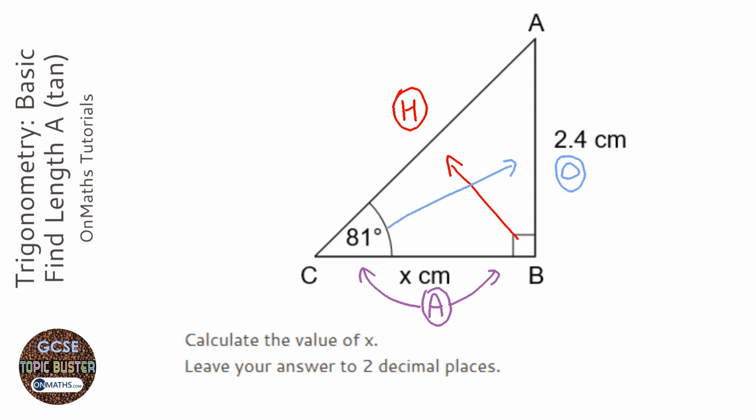Now one of these is boring, so I need to cross it out. Well, the O is the 2.4 next to it, the A is the X next to it, the H has nothing next to it, so let's get rid of that.